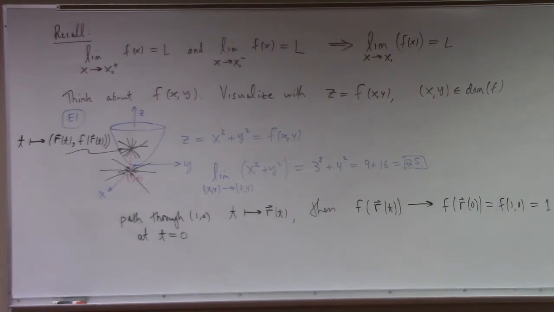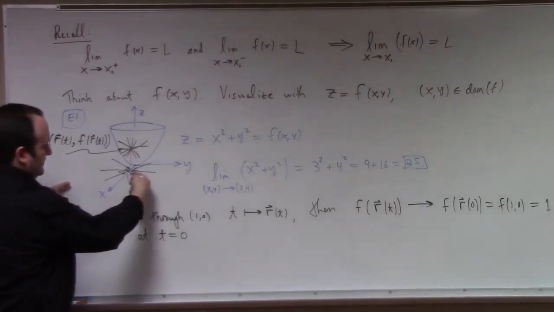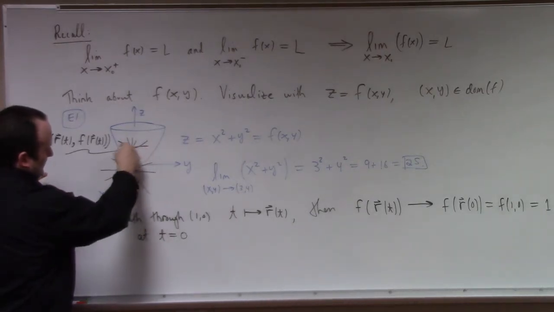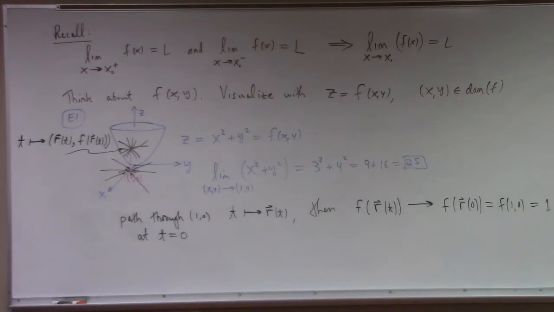There's lots and lots of different paths. No matter which way I approach (1, 0) down here, there's no jump in this graph, right? The graph is continuous. So all of those different paths all lead to 1.